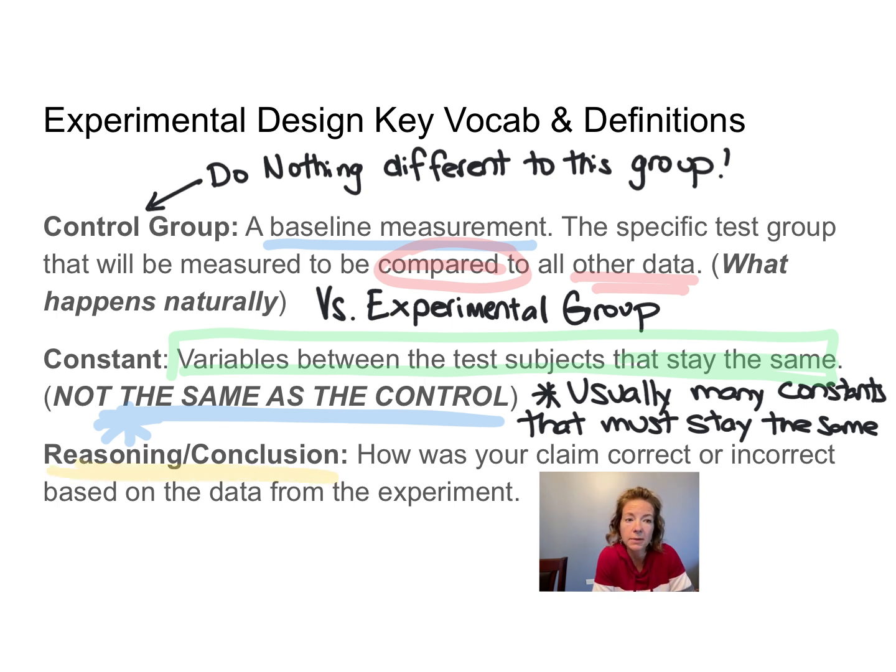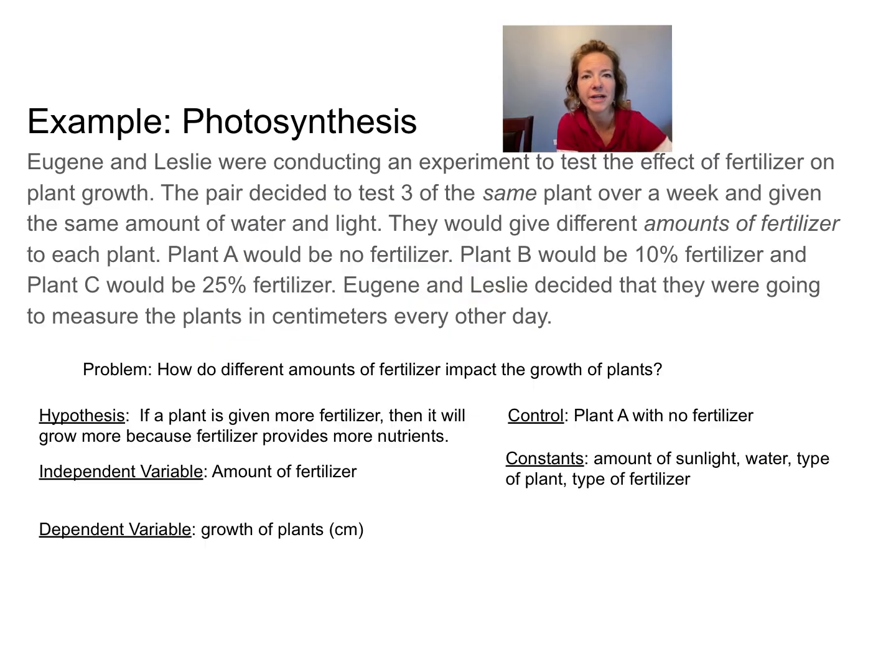This is where you determine, was your hypothesis correct or incorrect, and you're going to base that on the data from your experiment. Here's our first practice problem. Eugene and Leslie were conducting an experiment to test the effect of fertilizer on plant growth. The pair decided to test 3 of the same plant over a week and were given the same amount of water and light. They would give different amounts of fertilizer to each plant.